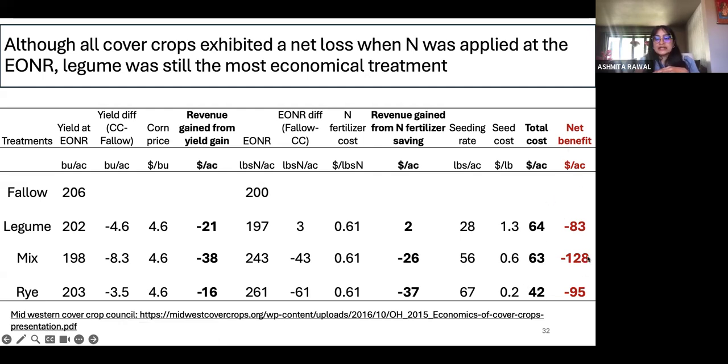So after that, the net is negative, not positive. So there's not a positive dollar gain following cover crops, but when nitrogen was applied at the economic optimum nitrogen rate, legume was still the most economical treatment as compared to mixture and rye because of its slight gain in nitrogen fertilizer saving.